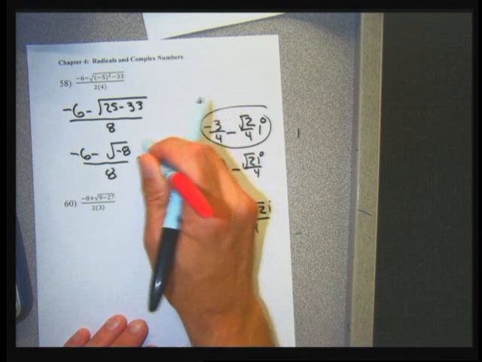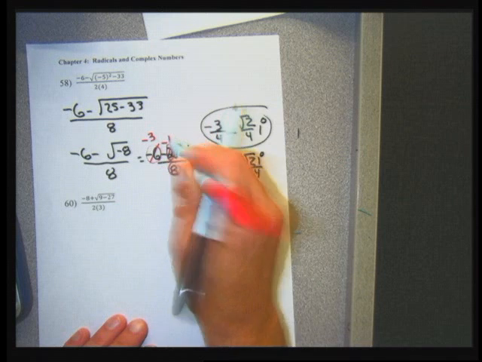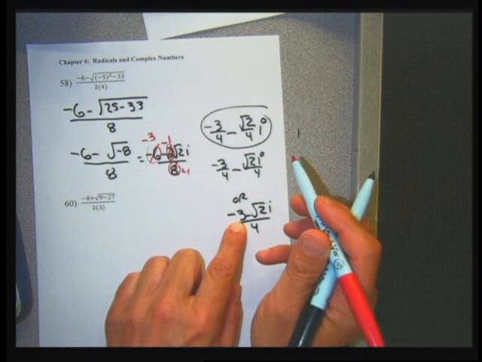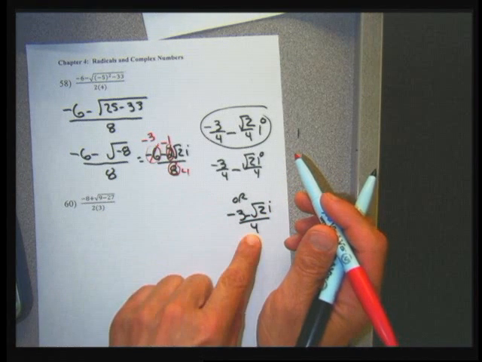Negative 6 divided by 2 is going to give me negative 3. That's going to give me minus 1. That's going to give me 4. So you could see the minus 3. I don't need the minus 1. I just need the radical 2 times i. And you can see the 4.